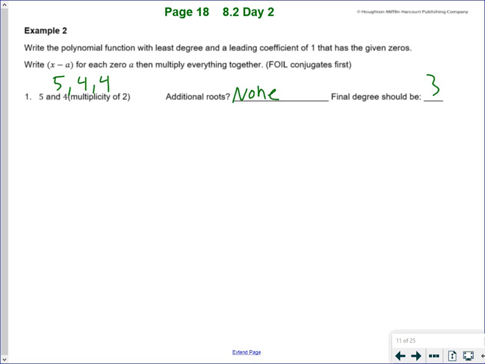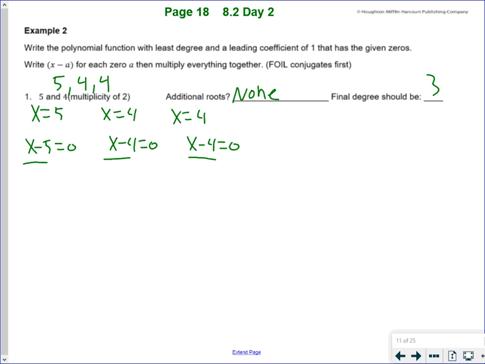So what we're going to do now is set each zero equal to x, but rather than solve, we're going to set them equal to 0. Remember, all factors have to be equal to 0, and that's how you get your factor. So we're going to subtract the 5 over for the first one. You get x minus 5 equals 0. Next, we have x minus 4 equals 0. And then x minus 4 equals 0 as well. And these are what our factors will be. Those are our factors.